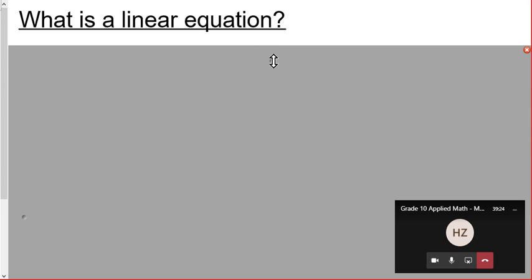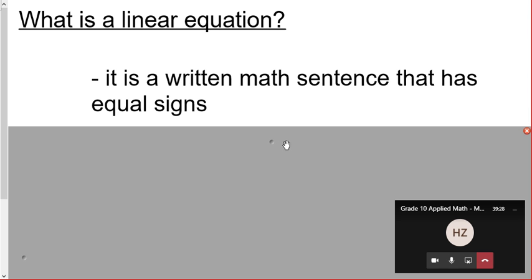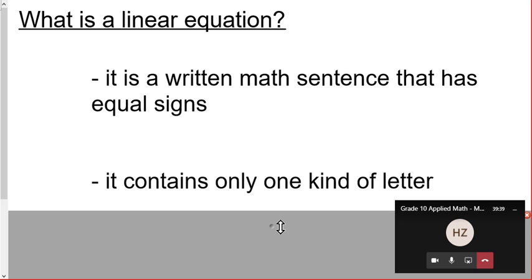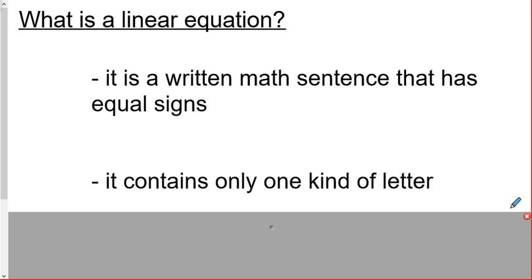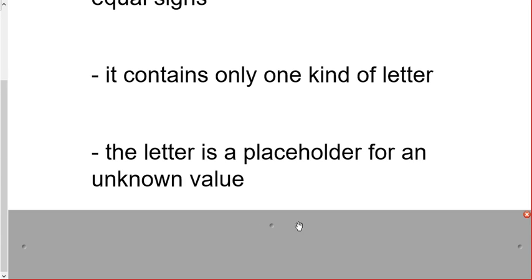So first, let's go over again and review what a linear equation is. It's kind of like a written math sentence that has an equal sign in the middle, right? We're only going to have one equal sign per line. It's going to contain only one kind of letter, so an X or a Y or an A or a B or something like that that's representing an unknown. And the letter is kind of like a placeholder for a value we haven't figured out yet, an unknown value.